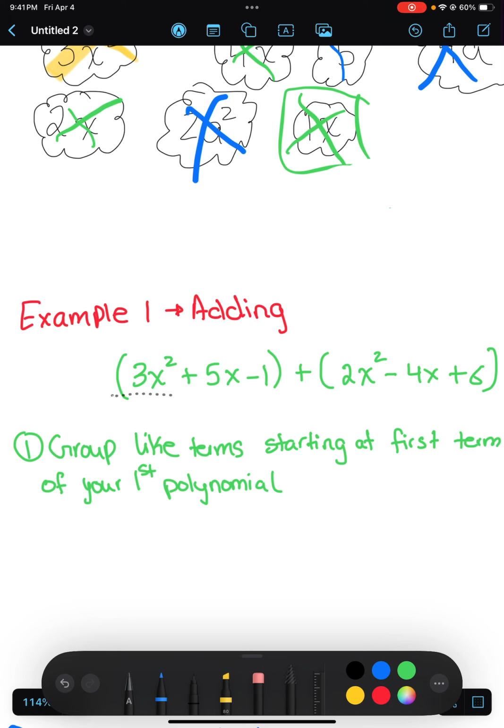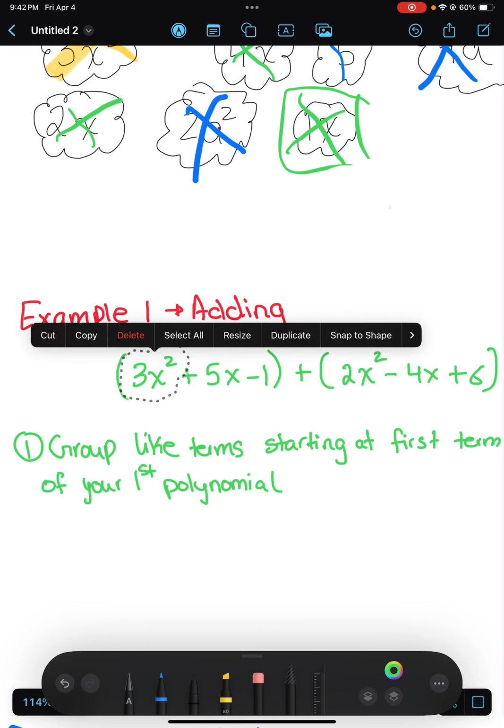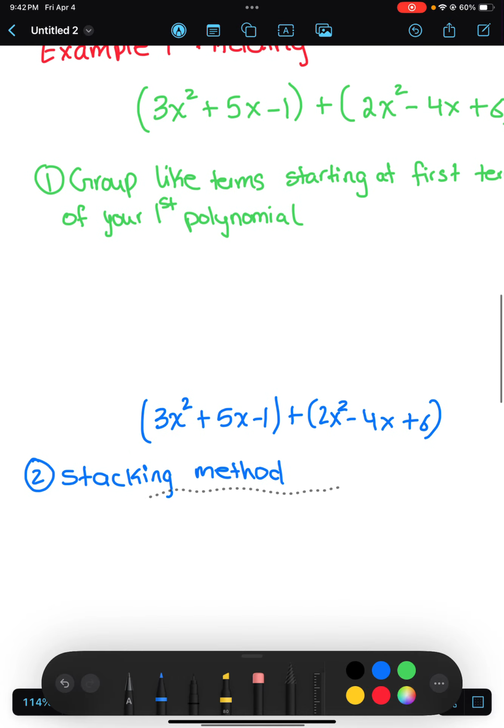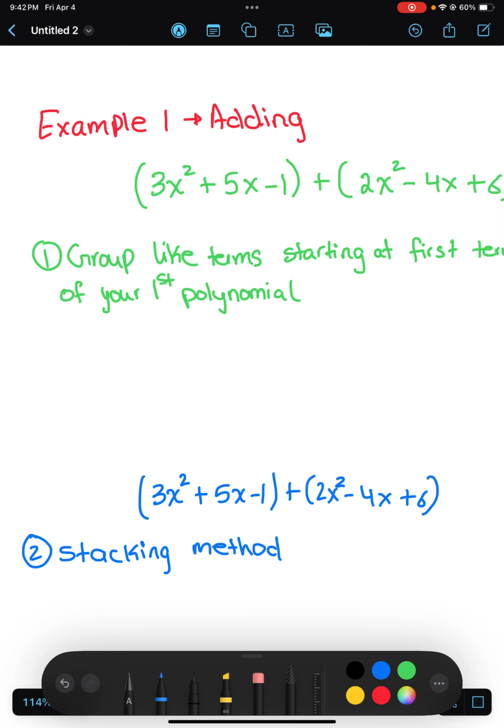So I have my first polynomial, 3x squared plus 5 minus 1. That is being added to 2x squared minus 4 plus 6. Now, there are two ways to do this. The first one is group like terms. And you always start with the first term and you find terms just like we did up here. Or you can use the stacking method, which is when we align our numbers up, make sure everything's lined up, and then just add right down. We are going to do both, and you can use whichever method you find easier.